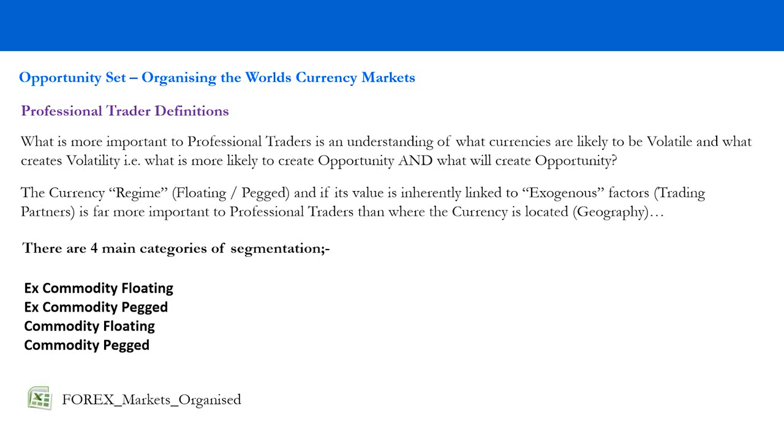Exogenous factors are factors that affect the value of a currency, but they are outside the control of central authorities within the country. So for example, if you're a country that depends very heavily on one trading partner on the other side of the world, but that trading partner has a difficult time in their economy, that is going to have an effect on your currency as a country, whether you like it or not. It's an exogenous factor that is affecting the value of your currency. It's out of your control. Now, these are very important to professional traders because this is one of the drivers of volatility. And that's why we segment by commodity and by regime.